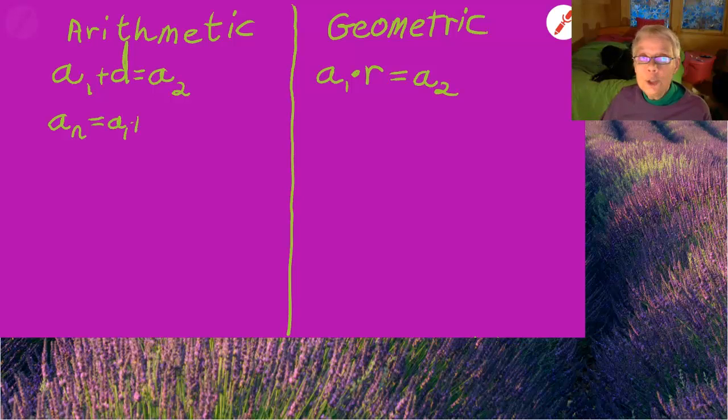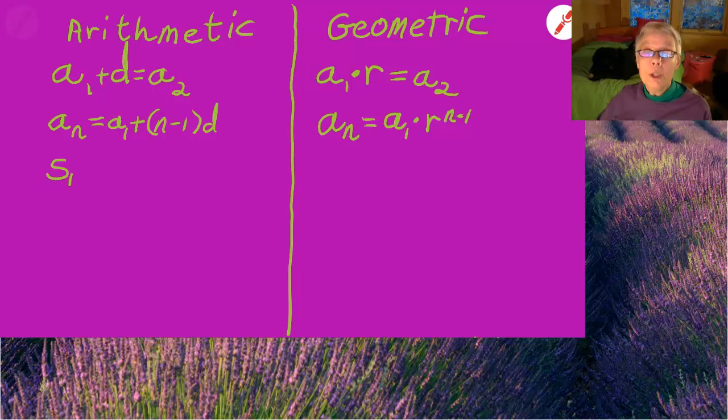You can find any term of an arithmetic sequence by using this formula. A sub n equals a sub 1 plus (n minus 1) times d. D is the common difference. You can find any term in a geometric sequence by using this formula. A sub n, any term, equals the first term, a sub 1, times the common ratio to the n minus 1 power. N is whatever term you're looking for. If you're looking for the seventh term, n will be 7.